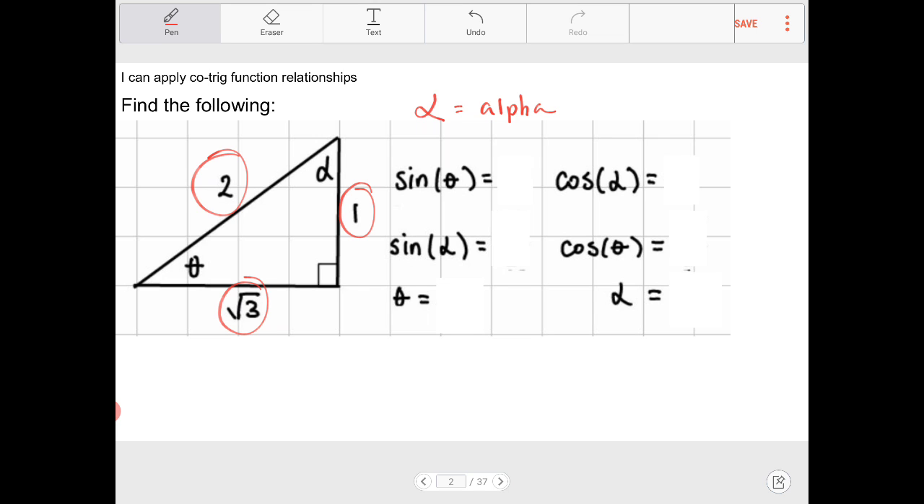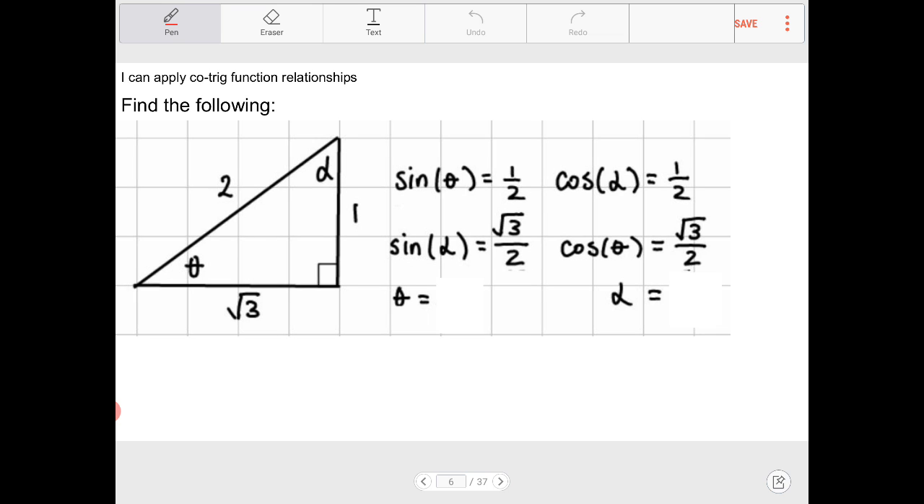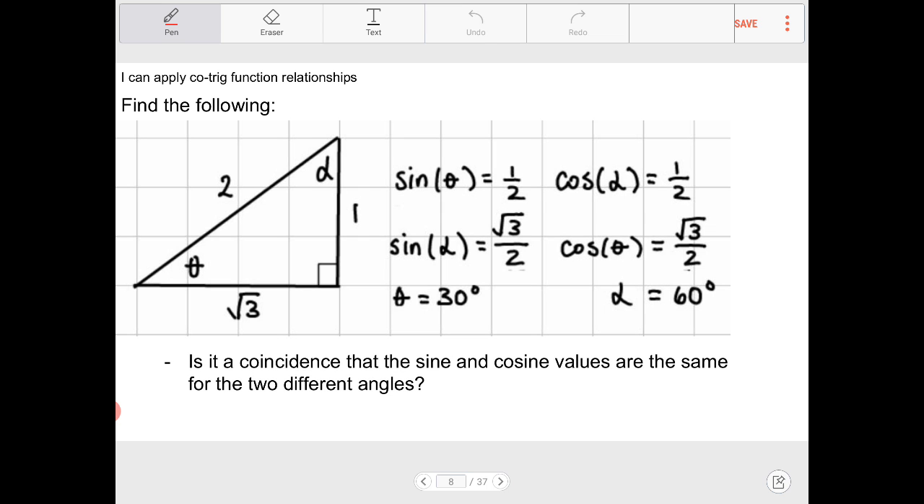So hopefully you guys had some time to think about this. Sine theta is simply equal to 1/2. Cosine of alpha is also equal to 1/2. Sine of alpha is radical 3 over 2. Cosine of theta is also radical 3 over 2. And if you look at this, theta is supposed to equal 30 degrees, and alpha is supposed to equal 60 degrees.